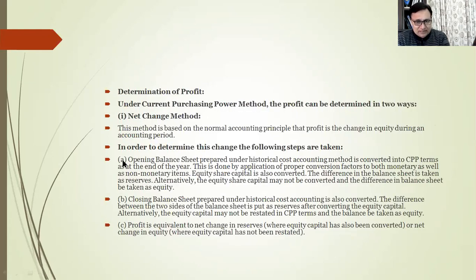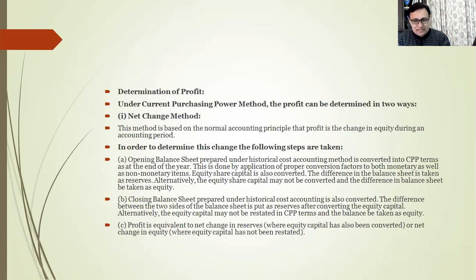Similarly, for the determination of profit under the current purchasing power method, the profit can be determined in two ways. Number one is the net change method. This method is based on the normal accounting principle that profit is the change in equity during the accounting period. So we will find out the opening equity, we will find out the closing equity, and the difference will be treated as profit. In order to determine this change, the following steps are taken.